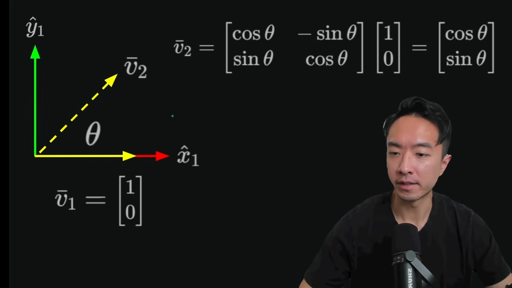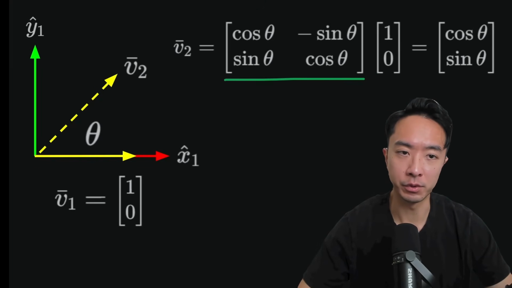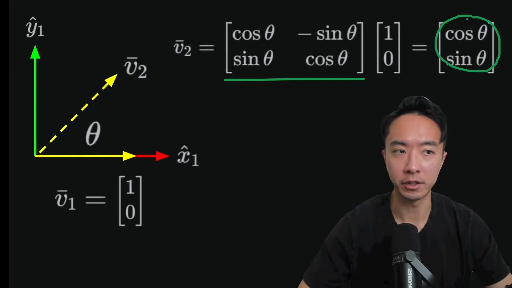Now to complete this example, you could see we've used actual numbers here. This was the rotation matrix that we've derived. And if we were to multiply it out, our final vector is going to be cosine theta and sine theta, which agrees with what we got previously.